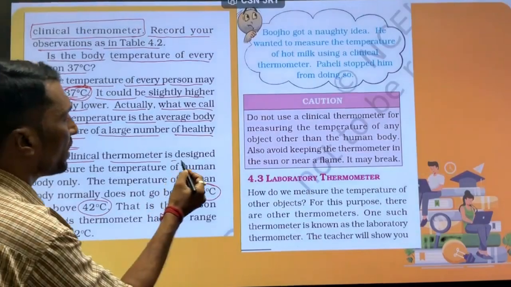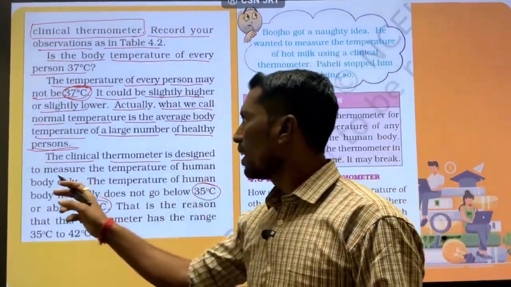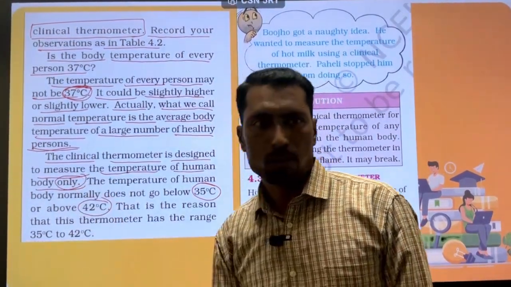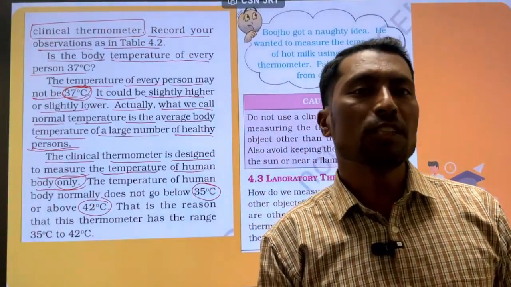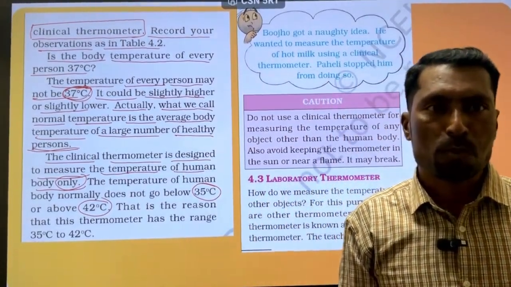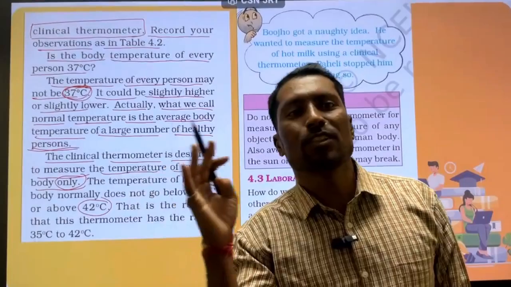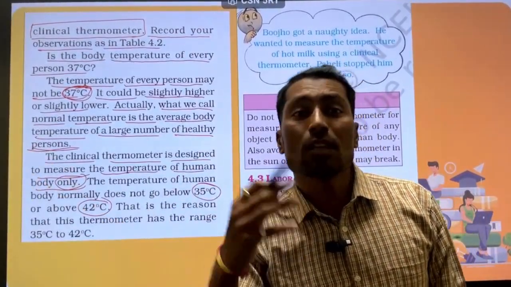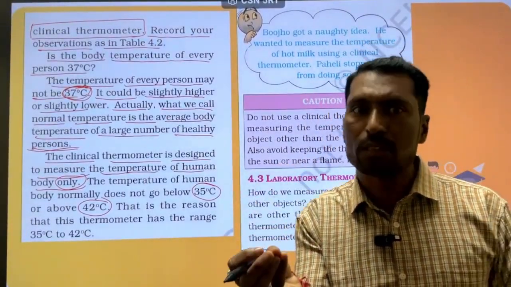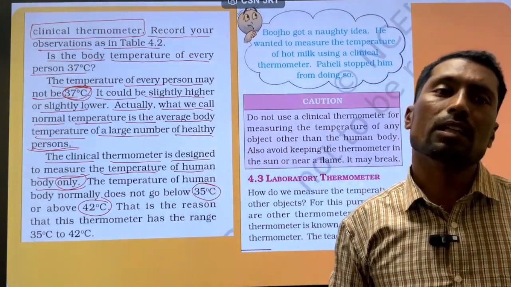The clinical thermometer is designed to measure the temperature of the human body only. Okay. We can use the clinical thermometer only to measure body temperature, not other objects. We will use the clinical thermometer for measuring human body temperature only. We cannot measure the temperature of any other object, hot or cold, with it. For measuring how hot or cold any other object is, we cannot use the clinical thermometer.